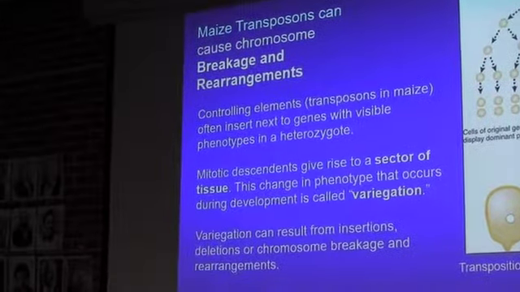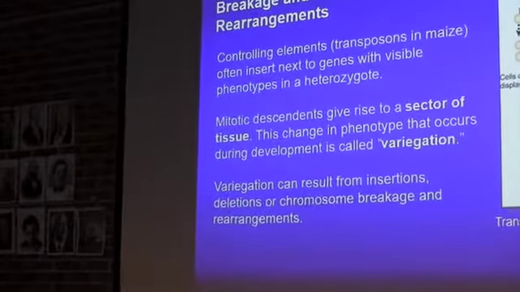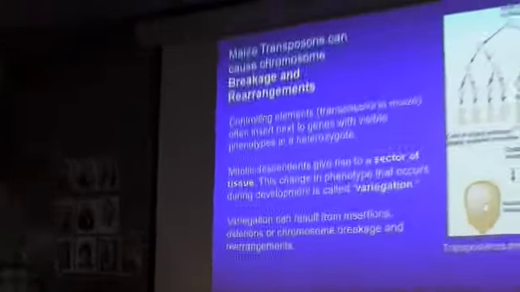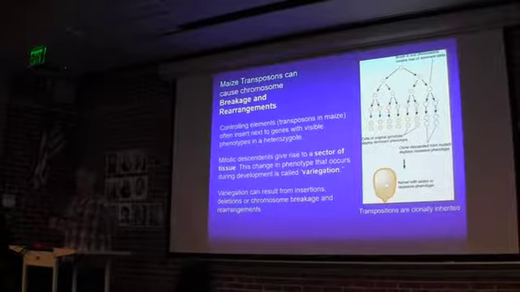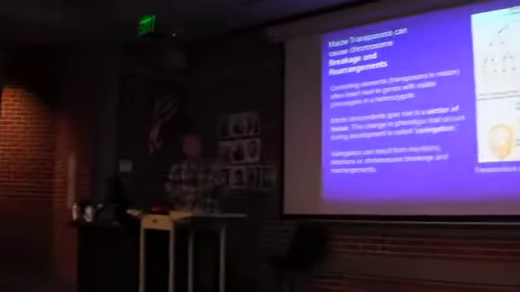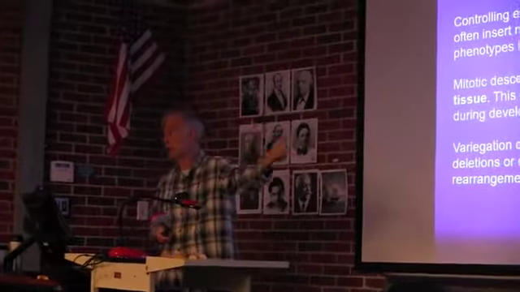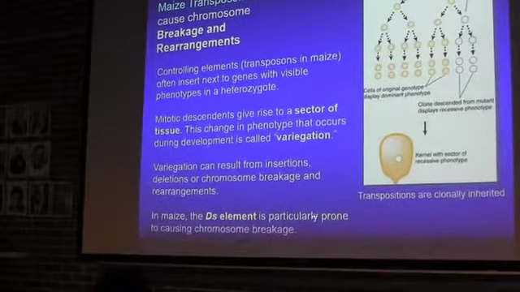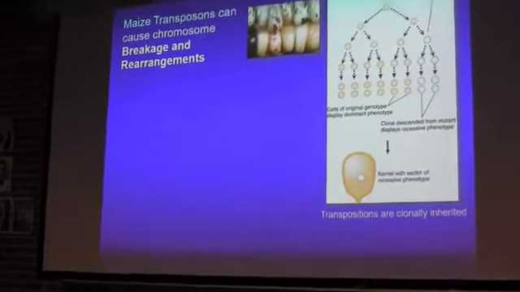I don't think these words are on exams. Variegation can result from insertions, deletion, chromosome breakage, and rearrangement. So that's one of the big problems with transposons, is that these little color changes and little minor things are not very disruptive. But if you lose an entire chromosomal arm, it's bad news. In maize, DS elements are in particular prone to causing chromosomal breakage. So let's look at the system here in a minute.